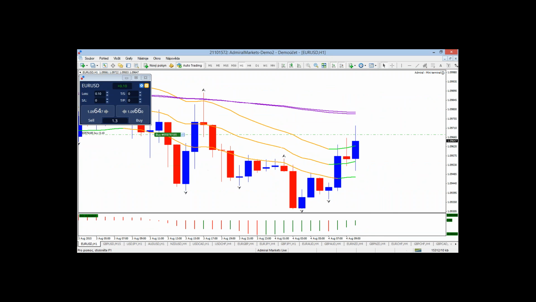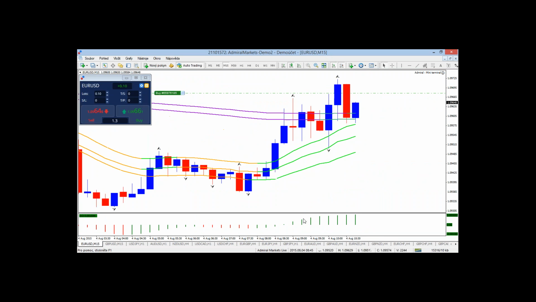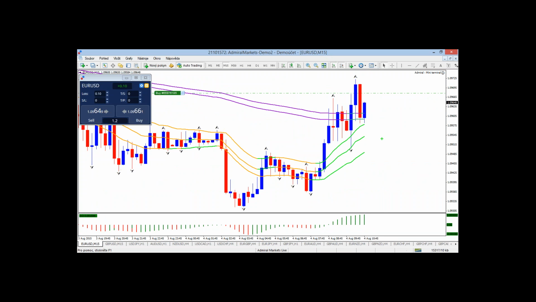Another entry could be if this hourly candle closes above the 21 band. That could be another signal. A bounce again off lower could be another signal.